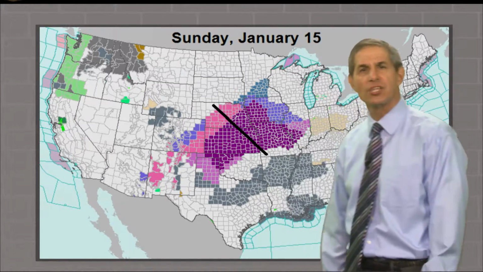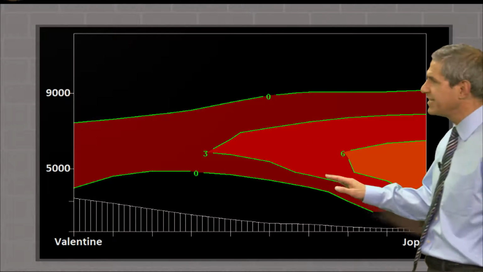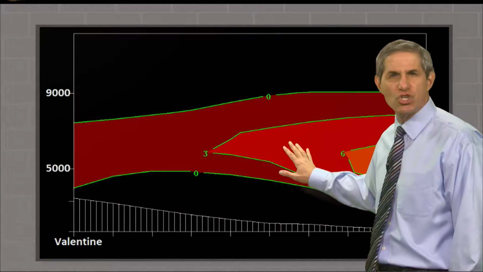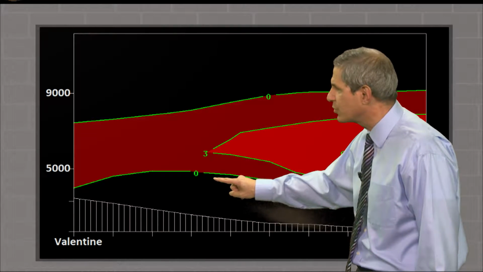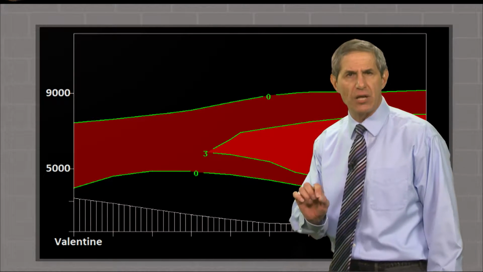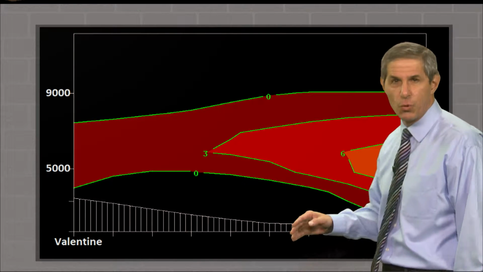Here's what's called a cross section of temperature. Let me orient you. Joplin's on the right, Valentine on the left. The vertical axis is height above sea level. And the areas shaded here in color indicate where temperatures were above freezing. Now the values, which I know are pretty small, are in Celsius. So 0 is 32 Fahrenheit, 6 is about 43.